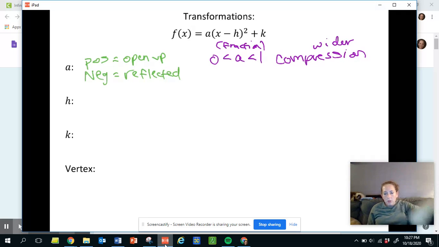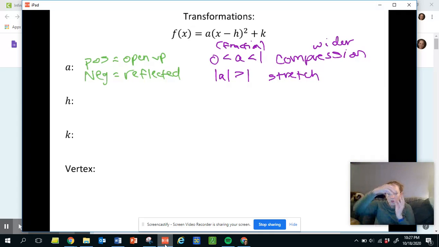Each is fine. If you have it so that the absolute value of A is greater than 1, basically meaning it doesn't matter if it's -5 or +5, if the number by itself is bigger than 1, then it's called a stretch, because it's like they took it and stretched it, and stretching it makes it narrower. So you could say stretch or more narrow. Either would be fine.